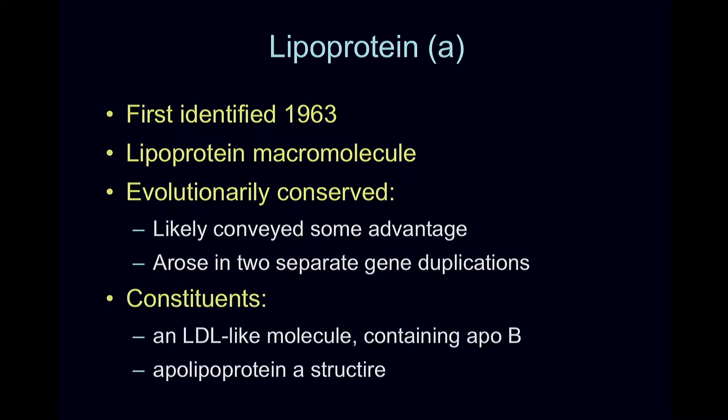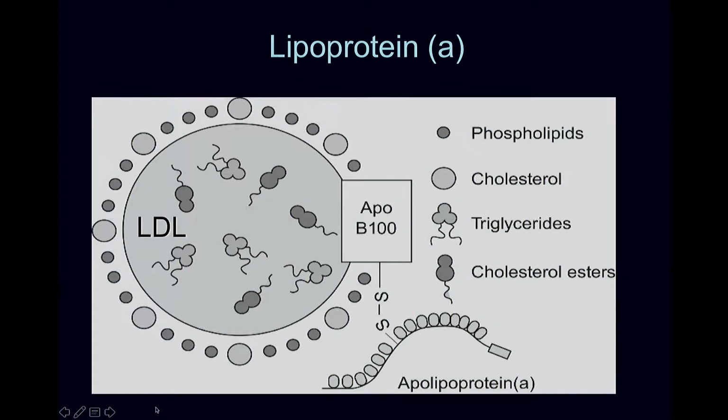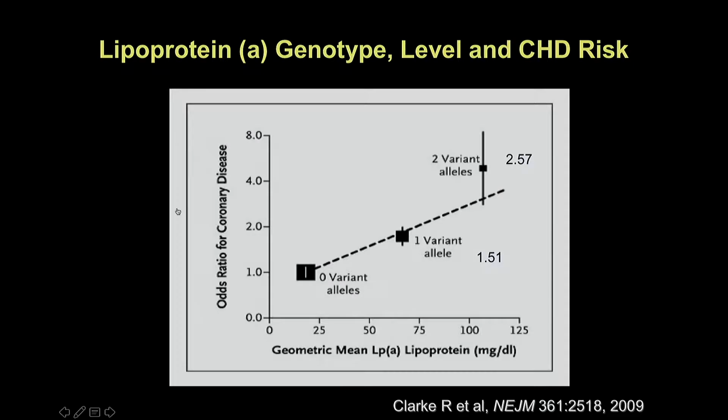It contains LDL, as shown here, but through a bridge connects to this apolipoprotein A structure, and this entire macro complex is what lipoprotein A is. And there's plenty of evidence to say that Lp(a) is associated with risk, even to an increasing extent. Here's a paper from 2009 showing that the number of variant alleles you had in terms of Lp(a) was associated with a degree of risk.